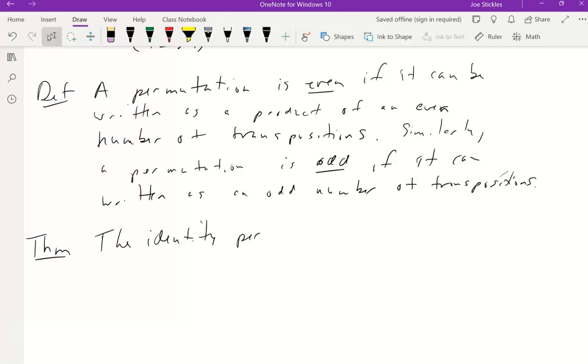The identity permutation, which means fixes everything, right? The identity permutation is the thing that moves no symbol. It is an even permutation.